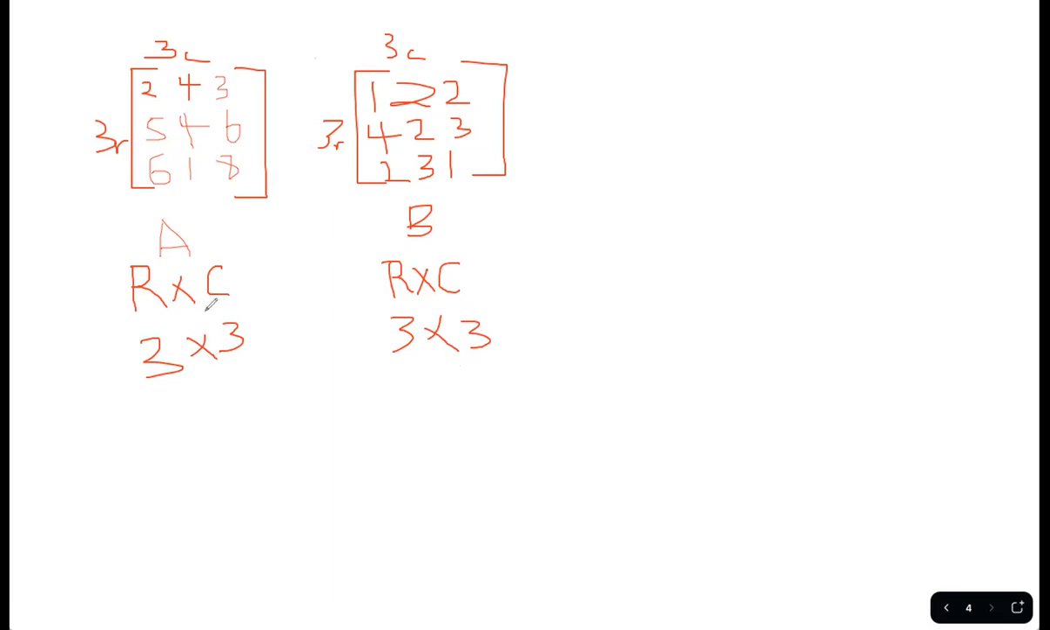So now the column of matrix A is equal to the row of matrix B, meaning they can multiply. And our answer is supposed to be in a 3 by 3 matrix. Is it clear?